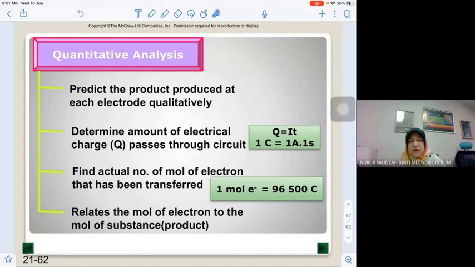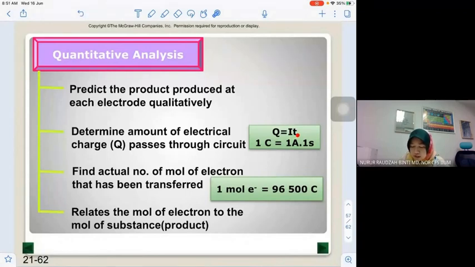This is what Faraday said: the amount of the products that is formed is directly proportional to the amount of the electrical charge that is passing. So we need to be able to determine the electrical charge by implementing this equation. Q is equal to I times T. I is the current applied and T is the time for the reaction.